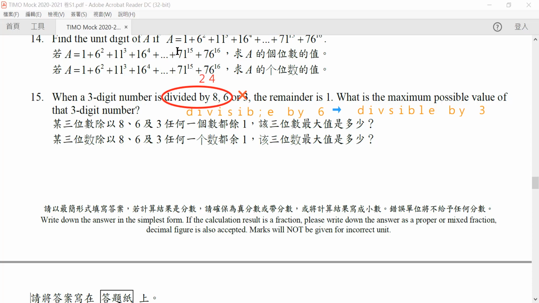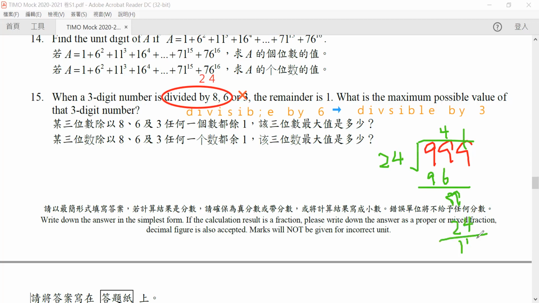So let's find the maximum possible value of a three-digit number. What's the maximum possible value of a three-digit number? How about 999? This is the best, the largest number. And then we divide by 24. So we get 4, then 96, and then we get 59, and then we get 1, and then we get 24.